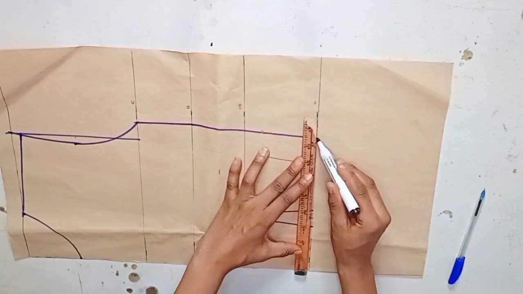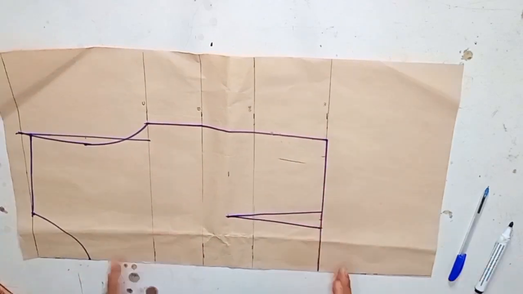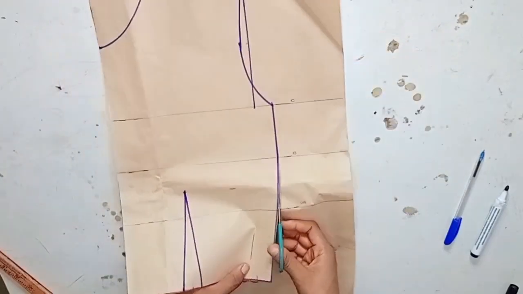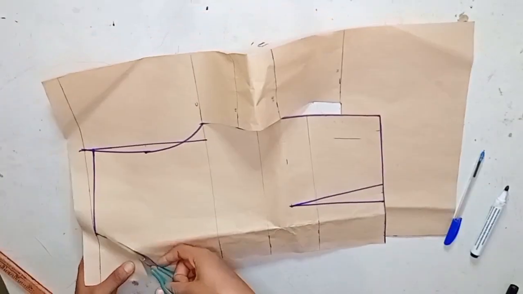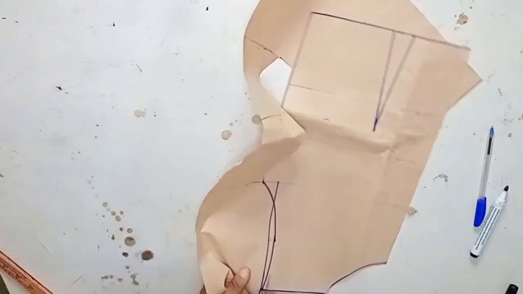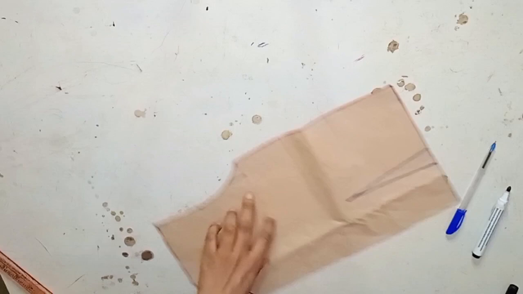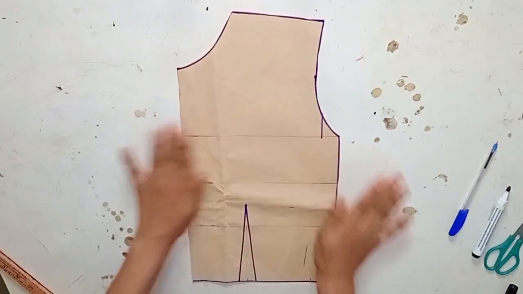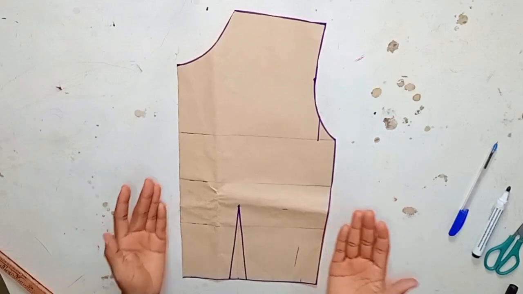So after connecting it, this is it for a basic bodice with a waist dart. Now this bodice can be used for t-shirts that need a dart at the waist, or any plain dress that just needs tightening at the waist point.